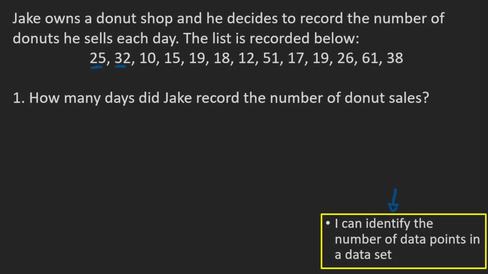We've got 1, 2, 3, 4, 5, 6, 7, 8, 9, 10, 11, 12, 13. So there are 13 data points. So he recorded the number of donut sales over 13 days. And we know that because he's recording the number of donuts he sells each day. So the number of data points is the number of donuts he sells each day, or the number of days he recorded the amount of donuts he sold.